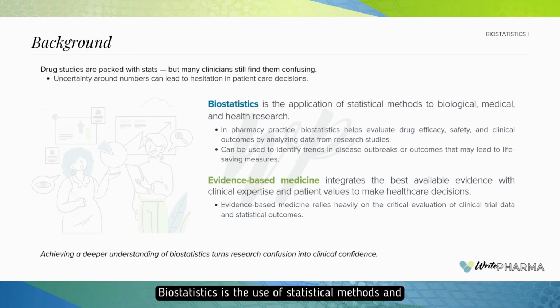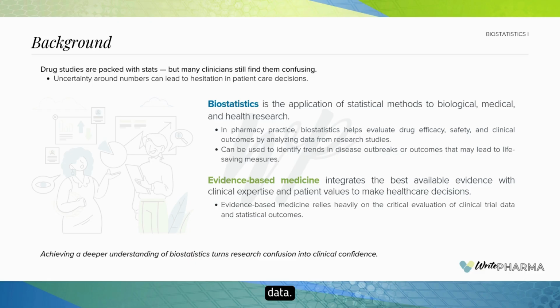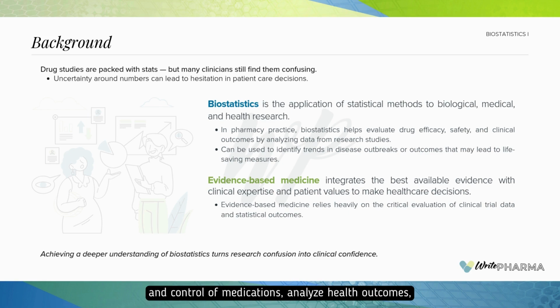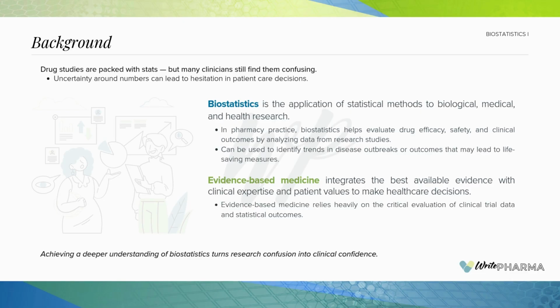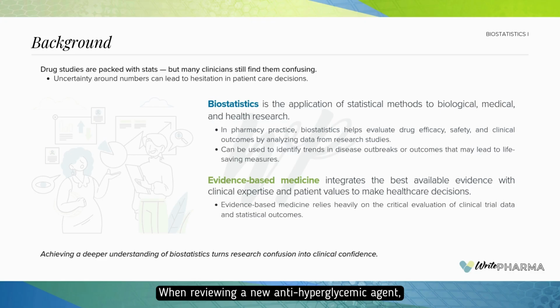Biostatistics is the use of statistical methods and testing to evaluate and interpret health-related data. In pharmacy practice, biostatistics is foundational to evidence-based care. It helps us evaluate the efficacy and safety of medications, analyze health outcomes, and interpret study results to guide our clinical decisions with confidence. Consider a patient with diabetes. When reviewing a new anti-hyperglycemic agent, it's not enough to see that HbA1c levels declined. We also need to determine if that change is statistically significant and, more importantly, clinically meaningful.